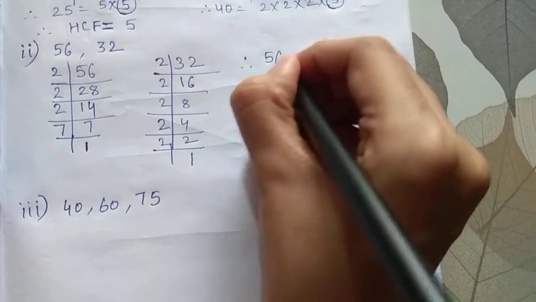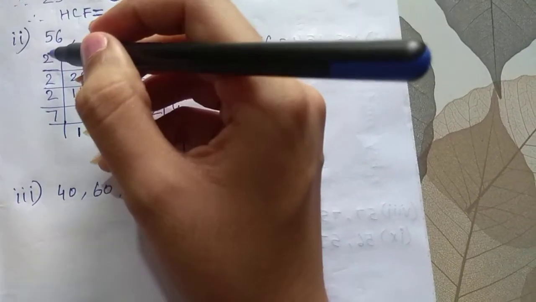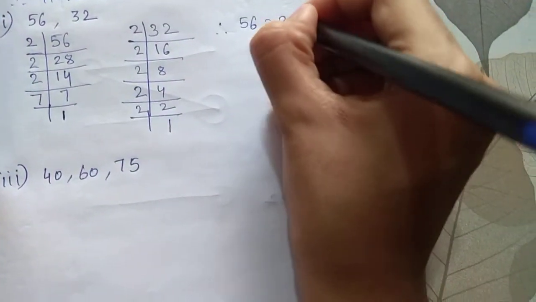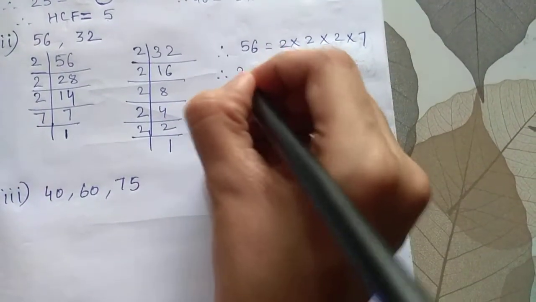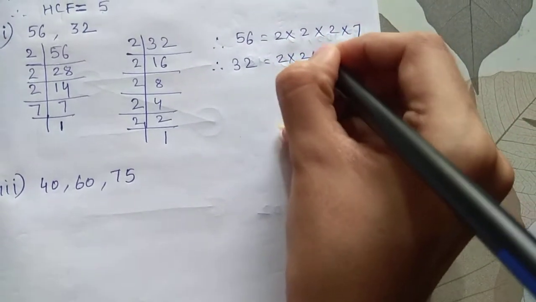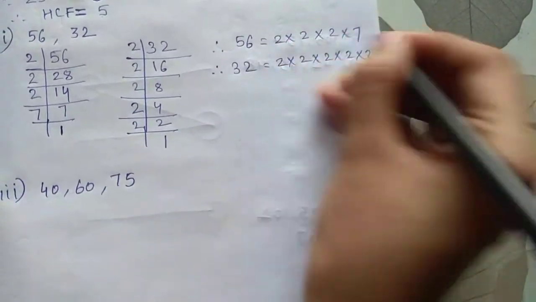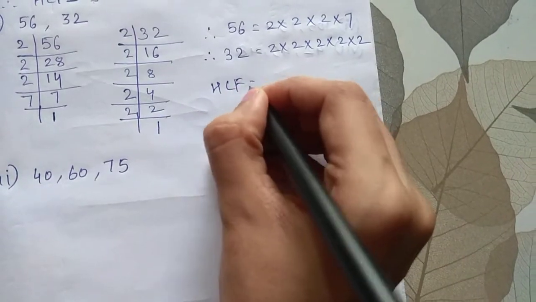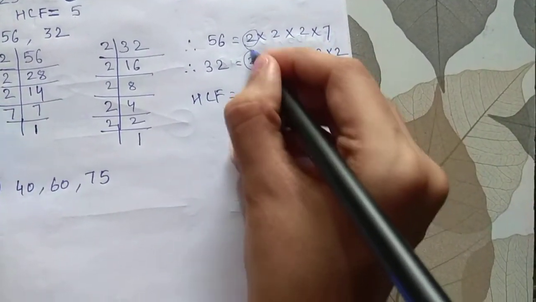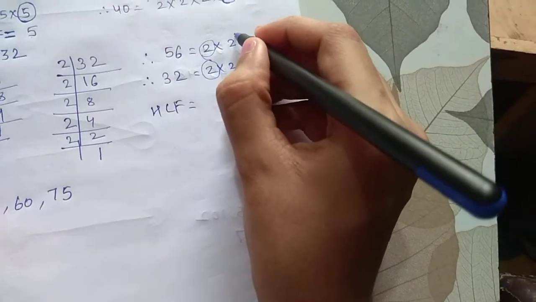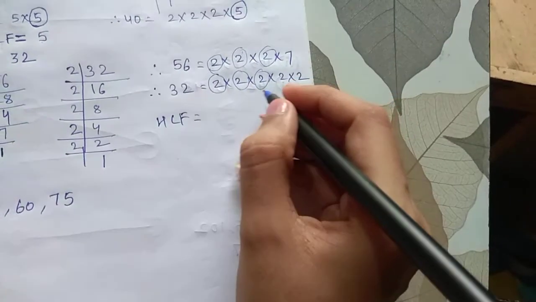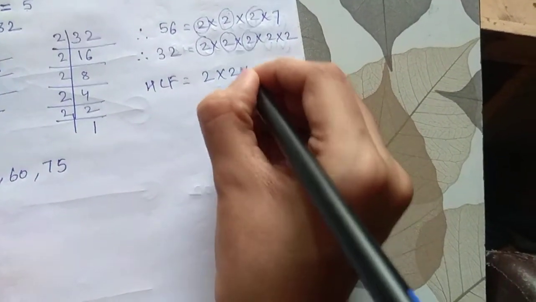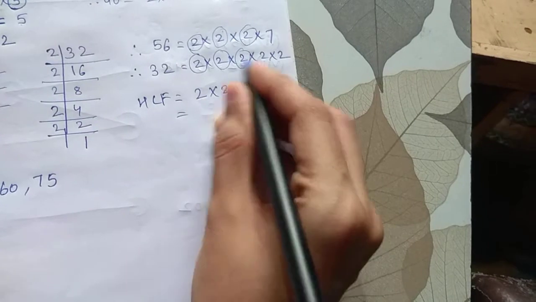Lastly, let us write down the factors. For 56, we write 2, 2, 2, 7, and for 32, the factors. Now what are the common factors? These two 2s are common. Next 2 is common, and one more 2 is common. Basically there are three 2s, so 2 into 2 into 2, which is 2 2s are 4, 4 2s are 8.